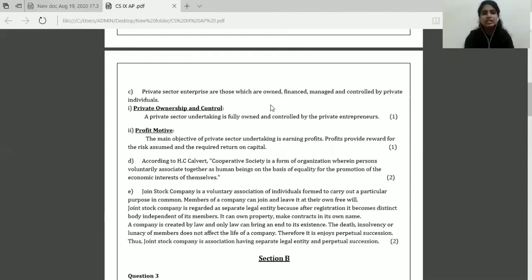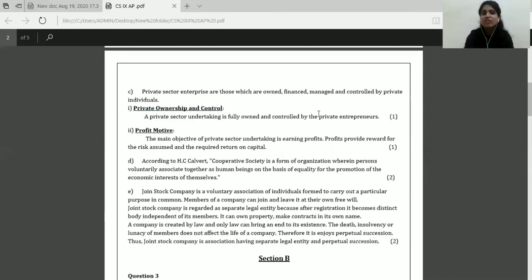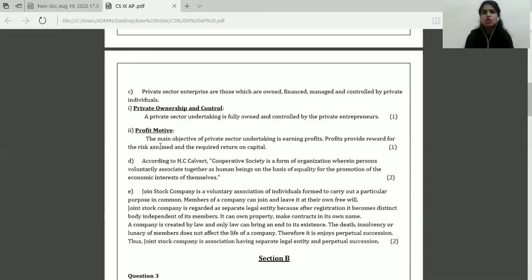Like over here, there is a heading which is nicely highlighted, also underlined, and then you also have a suitable explanation for the same heading. Likewise, here also you have the heading and you have the explanation for the same.